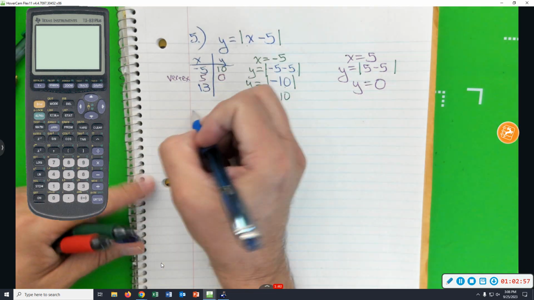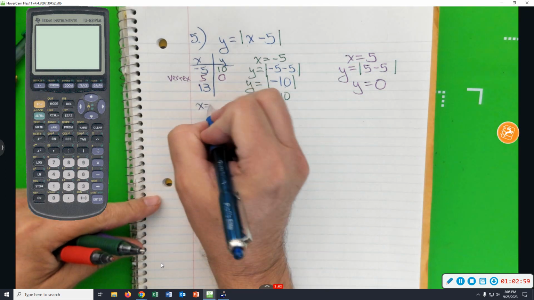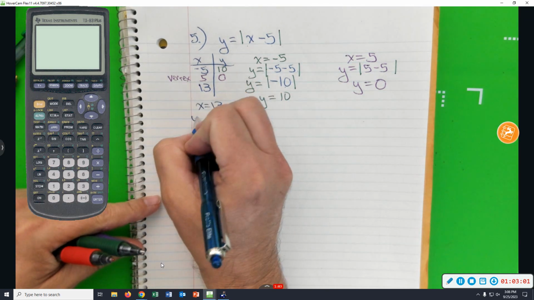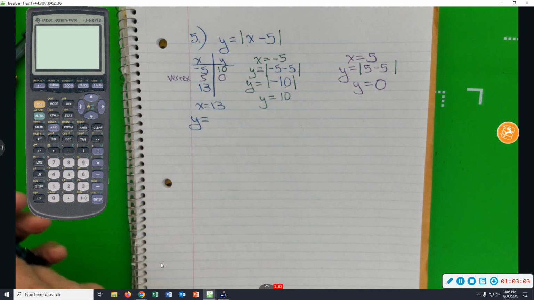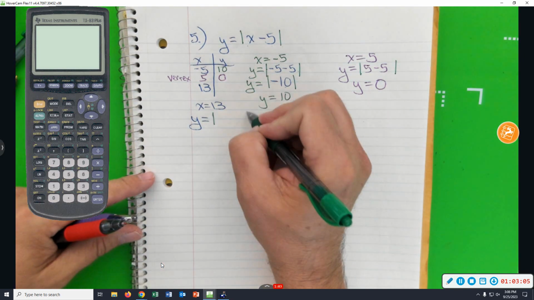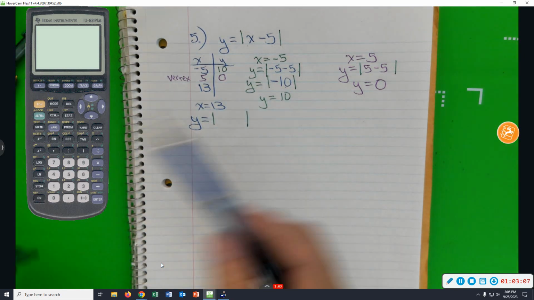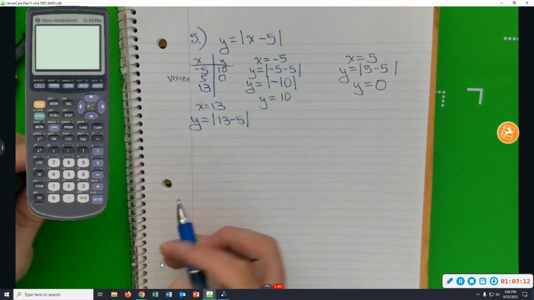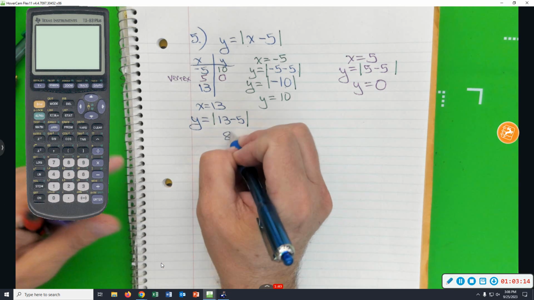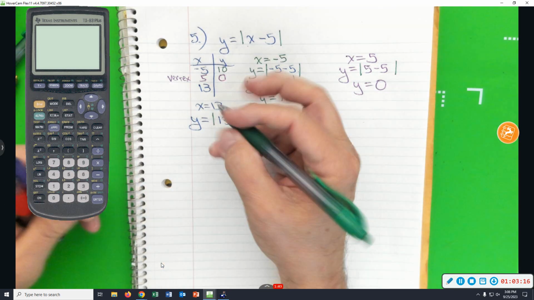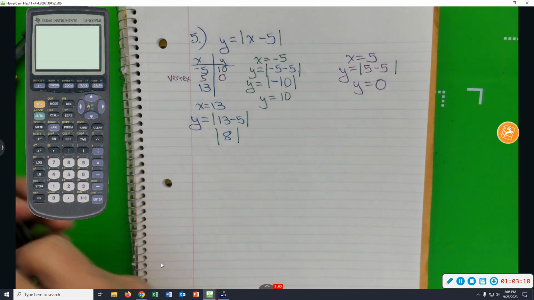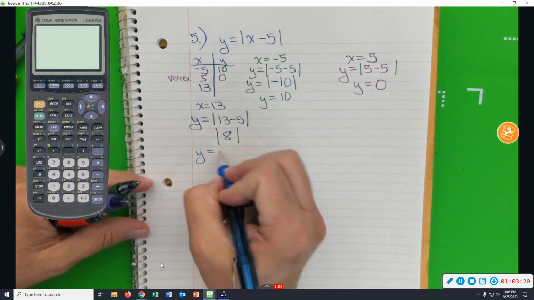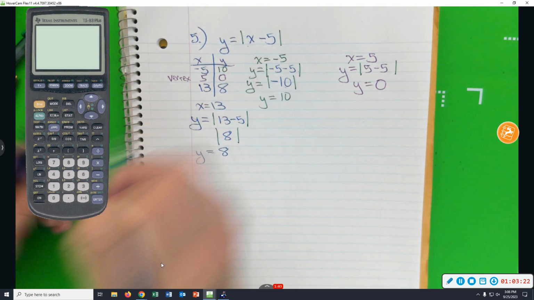So we have x equals 13, so y is equal to the absolute value of 13 minus 5. I agree. 13 minus 5 is 8. And what's the absolute value of 8? It's still 8. So y equals 8. Any questions on our logic there?